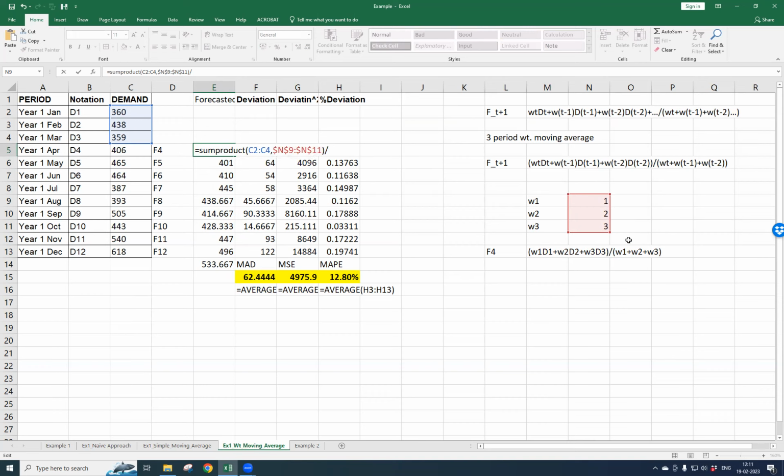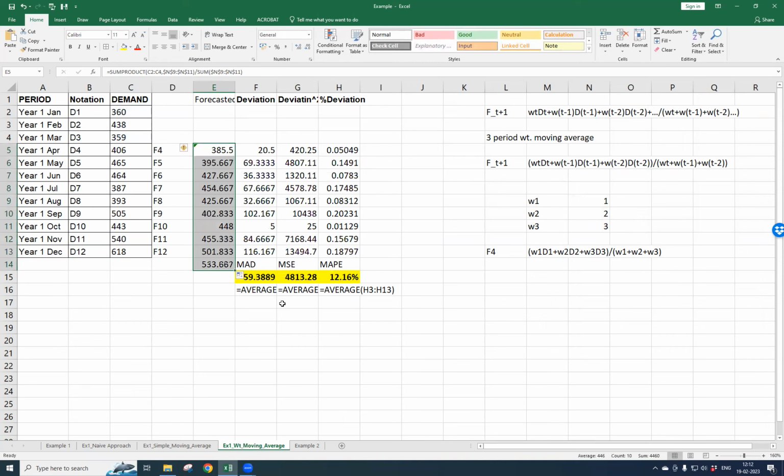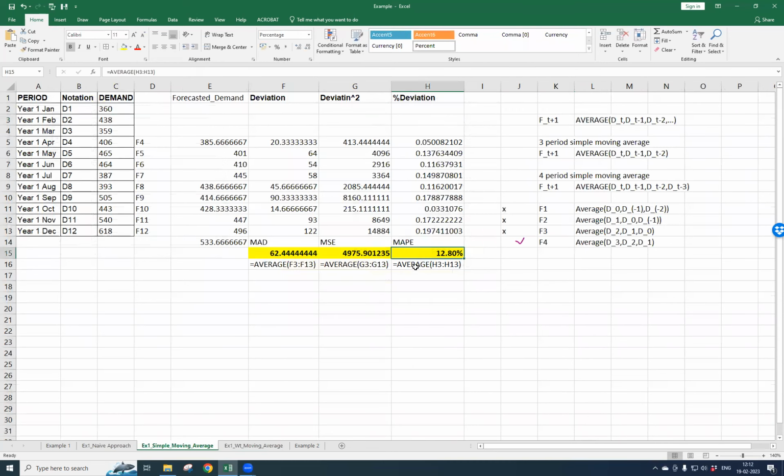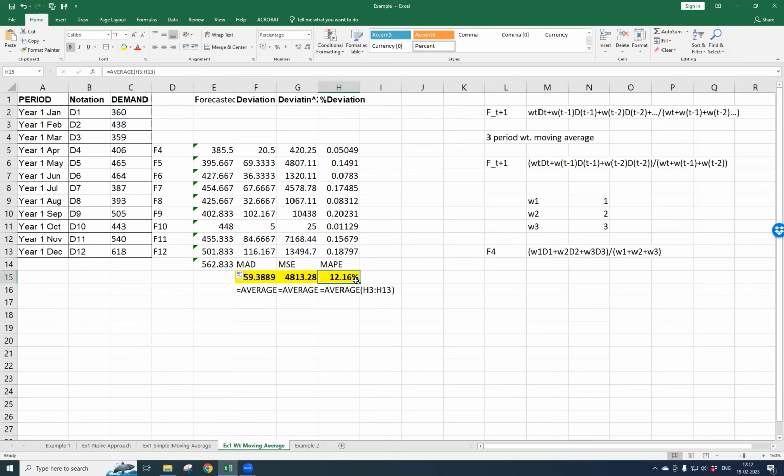Next, what should I do? As you can see, the denominator is the sum of these weights. We take the sum of these weights, which you can also directly write as 1 plus 2 plus 3. And this is how it will take care of it. So now I'm going to use a weighted moving average instead of a simple moving average. As you can see, my MAPE value has moved from the naive approach at 13.86% to 12.8% for the simple moving average, to 12.16% for the weighted moving average. We are seeing that as we move to better methods, we are able to get better output.